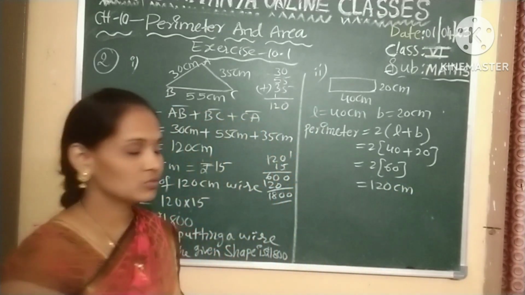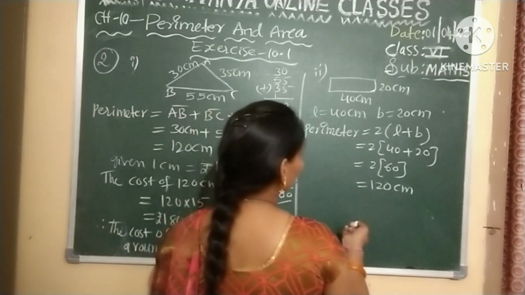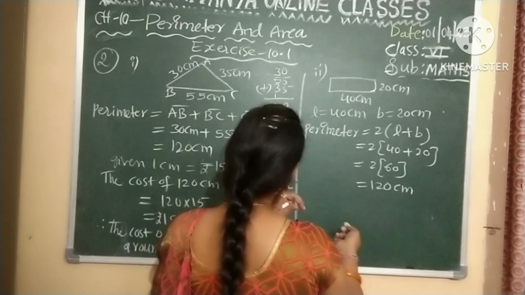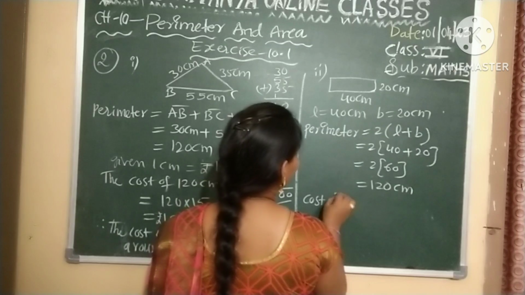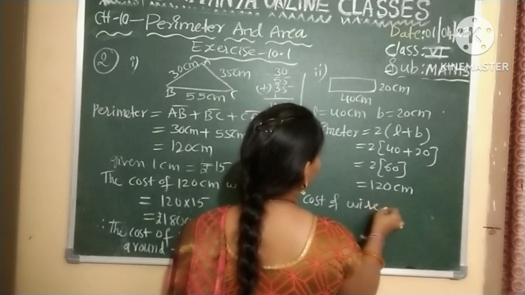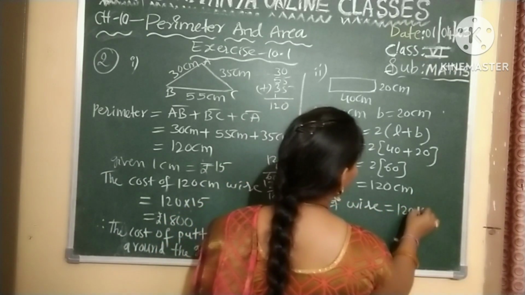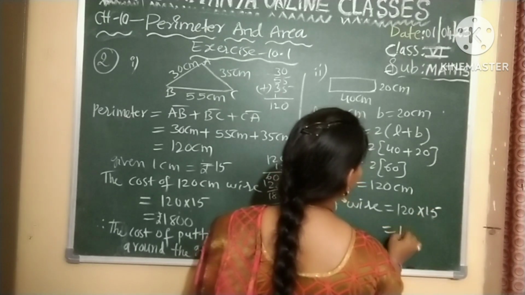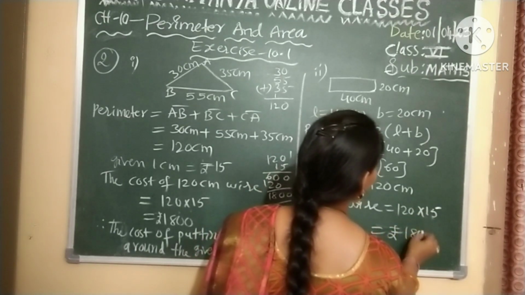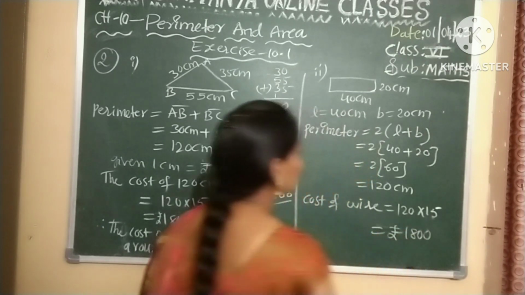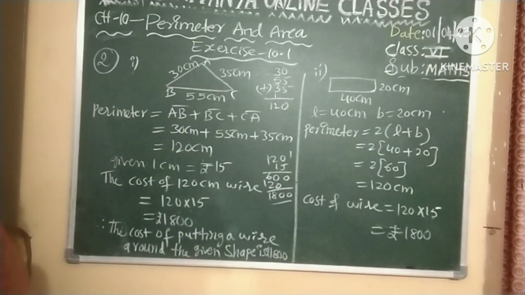Perimeter we got is 120, so you will get the same answer. So 120 into 15, right? So the cost of fencing, the cost of wire, putting around the given shape, 120 into 15, ₹1800 we will get. Already we did, ₹1800. So the same conclusion you can write. Take the screenshot once. I hope you understand, very simple.